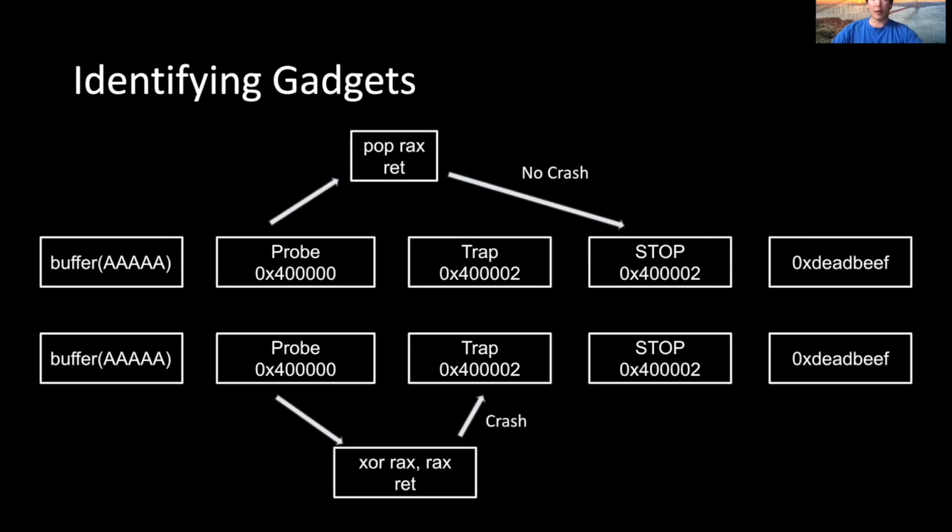In this specific diagram, we're looking for a return gadget. The stack above is a pop gadget, which will return to the stop address. However, because the bottom stack isn't a pop gadget, it will return to a trap, causing the program to crash. We can observe crash and non-crash behaviors with different combinations of probe, trap, and stop.